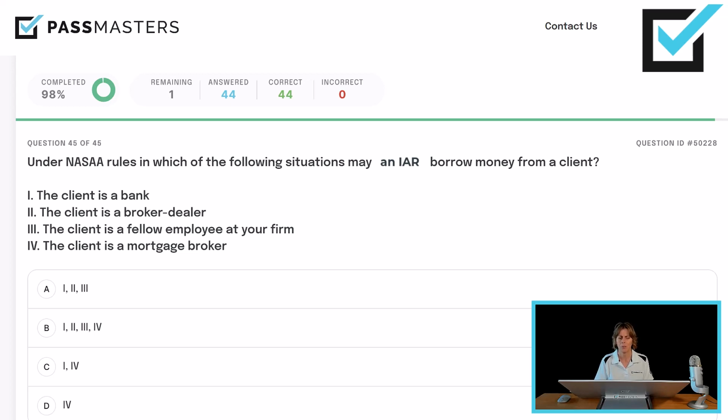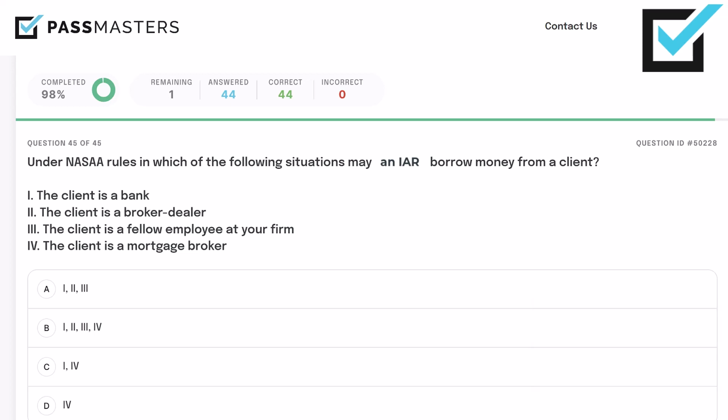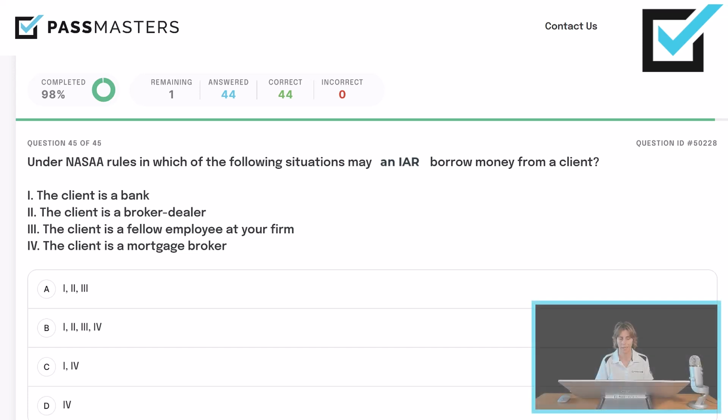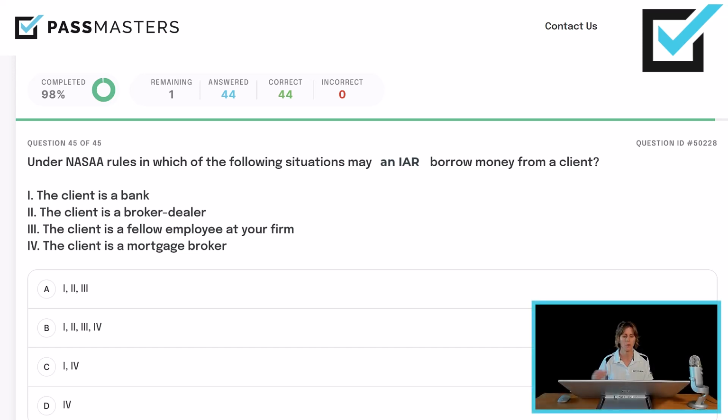You don't borrow from a mortgage broker, do you? No. IARs are allowed to borrow money from a client who is one of these 3. So is a bank, a broker-dealer, or an affiliate? A client is an affiliate. So a fellow employee at your firm would be considered an affiliate.